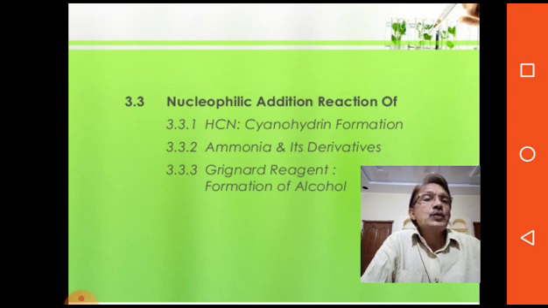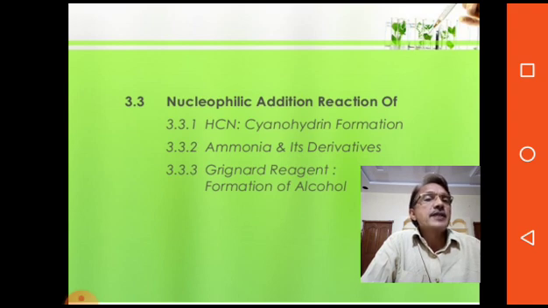Aldehydes and ketones undergo addition reactions. A number of addition reactions are possible in aldehydes and ketones. There is a similarity between the addition reactions of aldehydes and ketones because both contain the CO group, and since the CO group is a polar group, all those reactions which occur in aldehydes may also occur in ketones.